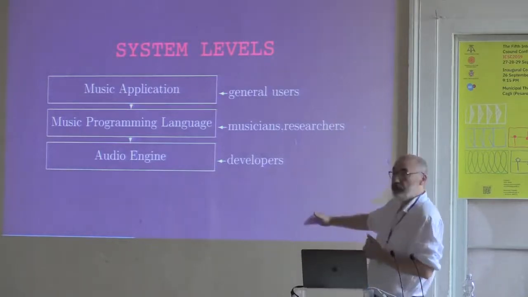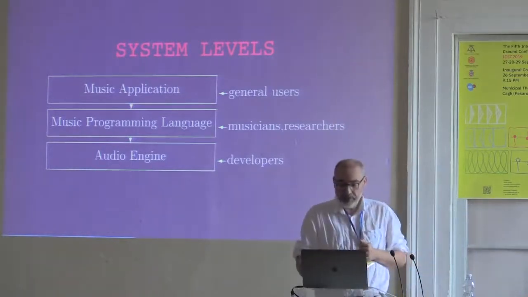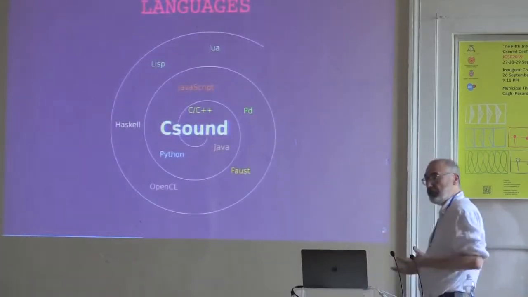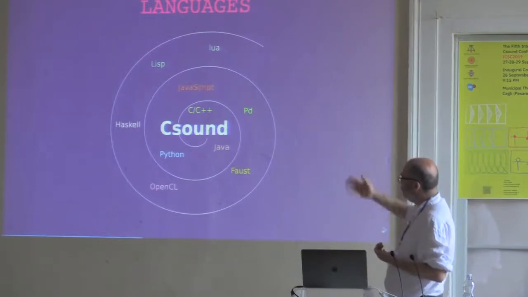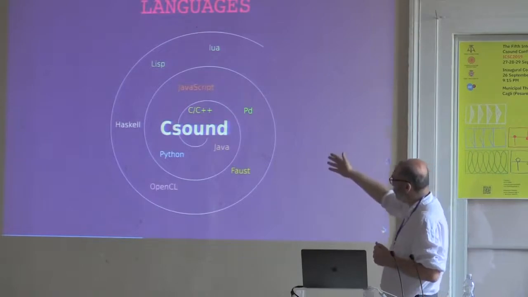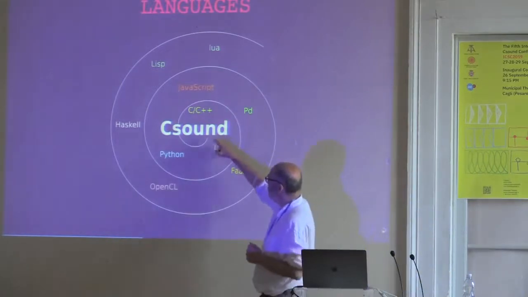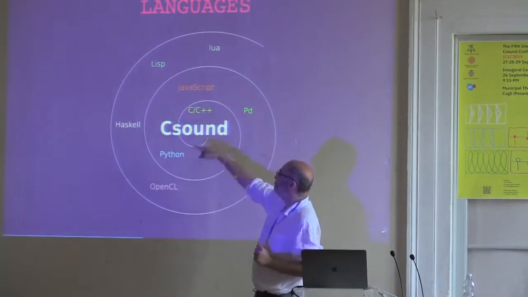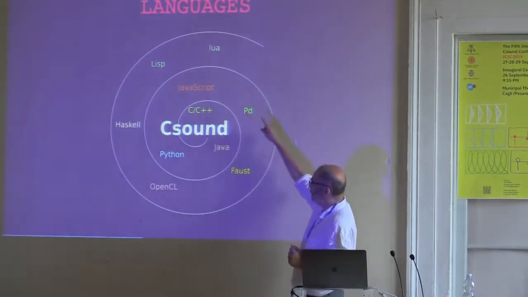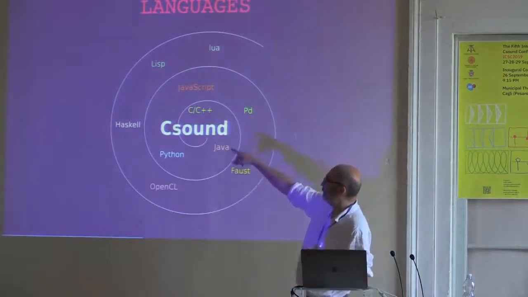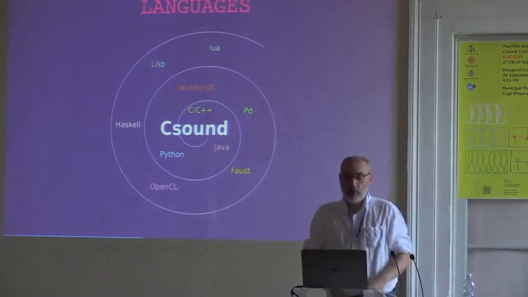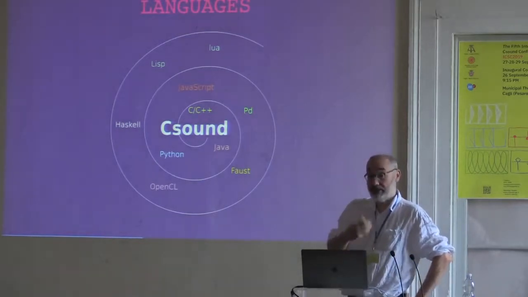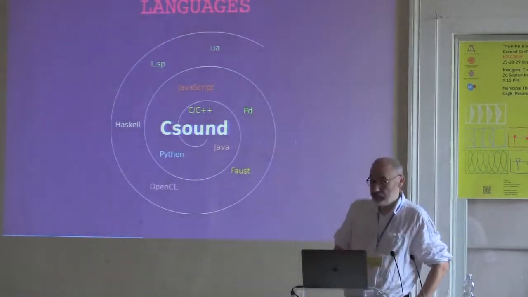So different levels of interaction, and different languages that you can interact with. When we're talking about programming, you have a whole host of things that you can do. You can do things purely in Csound, C++, Java, Python, JavaScript, which I didn't mention too much, PD, Faust, OpenCL, Haskell, Lisp, Lua. So it's, again, a whole ecosystem of languages as well that can be used around Csound.